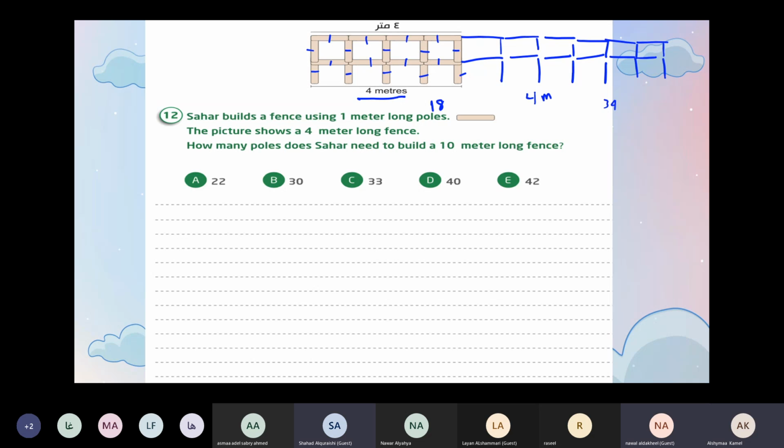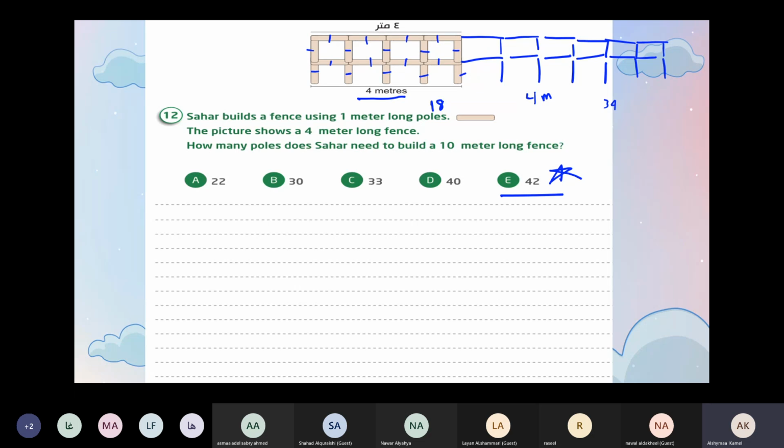Why 44, 43? Why did you complete? It's 42, that's right. But who has a faster way? Shahad. It's right. Who has a faster way? Shahad, you multiply, I think. 18 three times. Why 18 three times? We need only 10 meters, a fence of 10 meters only, not 12.